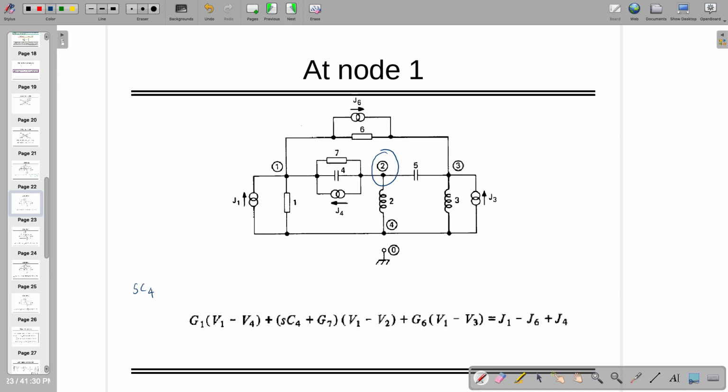SC4 times (V2 minus V1) plus G7 (V2 minus V1) plus SC5 (V2 minus V3) plus 1 by SL2 times (V2 minus V4) equal to minus J4. Anything left? Nothing, right? There is no other. Are you following this? This is a very easy thing.